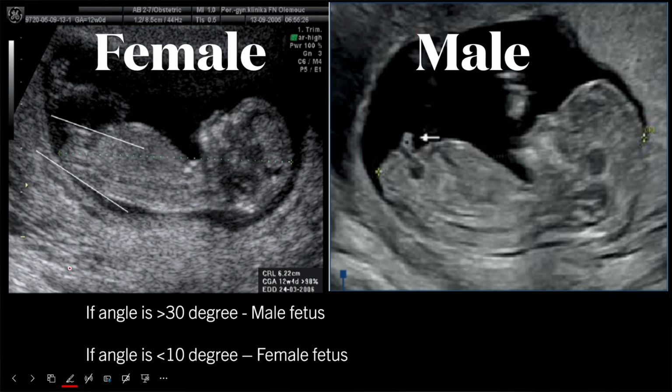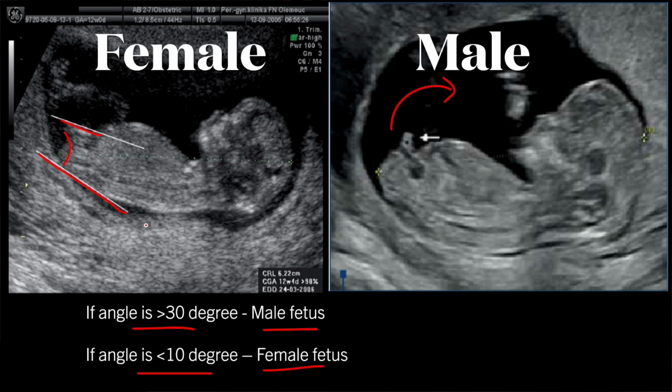For measuring genital angle, one line should be drawn along the lumbosacral skin and another line should be drawn passing through the genital tubercle like this. If the angle between these 2 lines is more than 30 degrees, this confirms the male fetus. Alternatively, if the genital tubercle is facing the fetal head, this represents the male fetus. On the other hand, if the angle is less than 10 degrees, then this indicates female fetus.